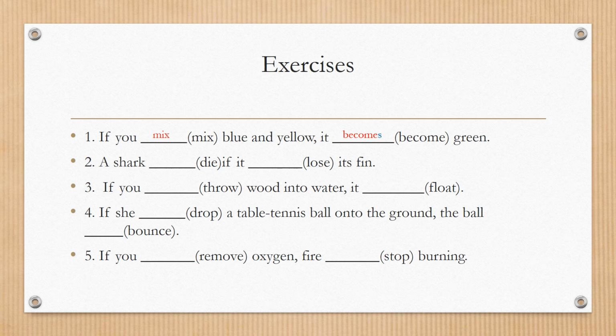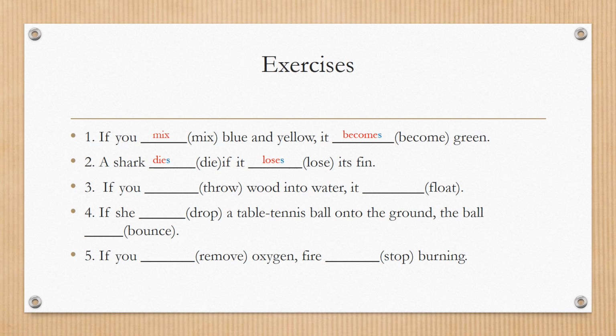Question number 2. A shark dies if it loses its fin. So a shark, it is it. So we use dies. Okay, we add s to the main verb. If it loses its fin. So it is the subject. For present tense, lose, we have to add s to it if the subject is it.